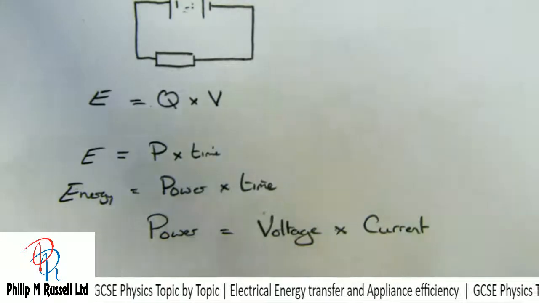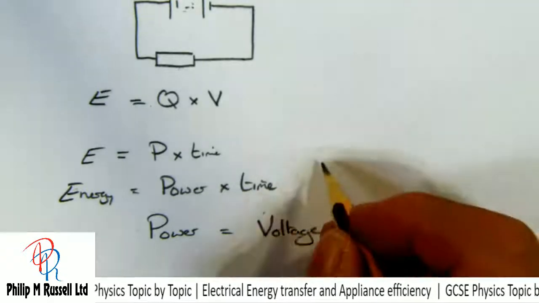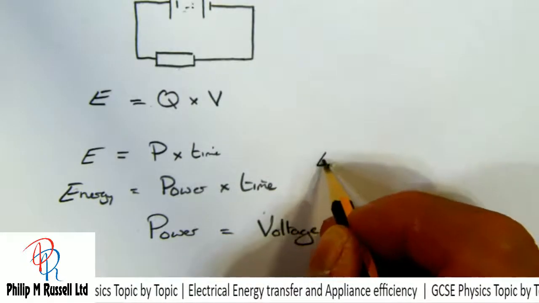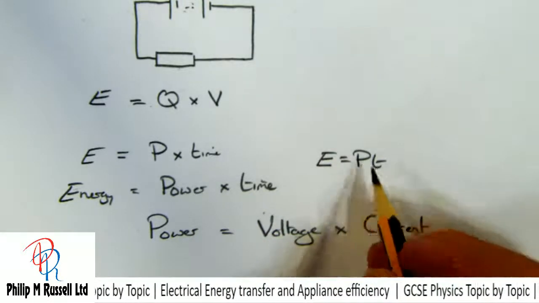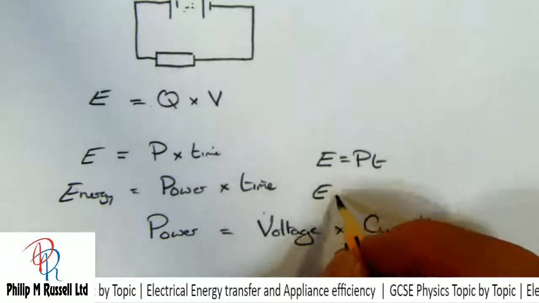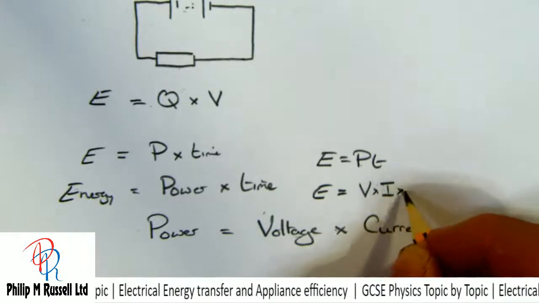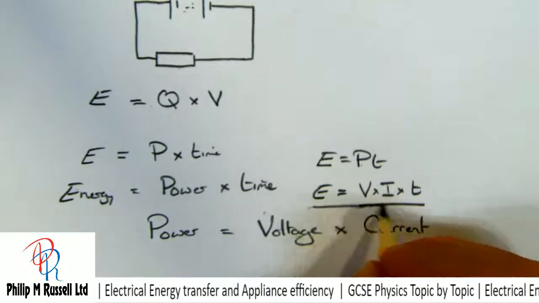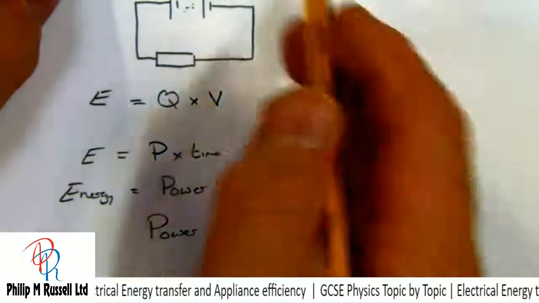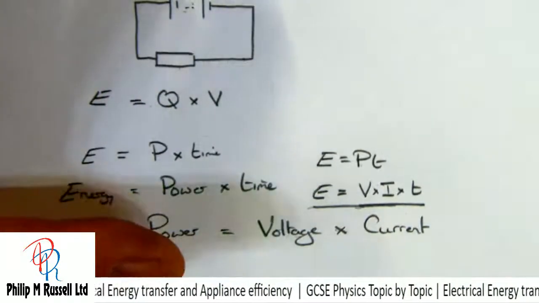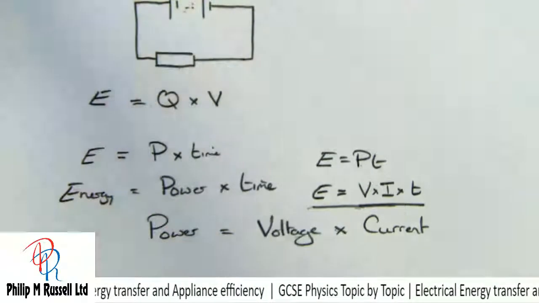So that gives us quite a few different sort of formulae we can play around with. So here we've got E equals PT. We've got power is volts times current, so E equals volts times current times time. With this bit of physics, there is quite a lot of formula to sort of learn and to relate.